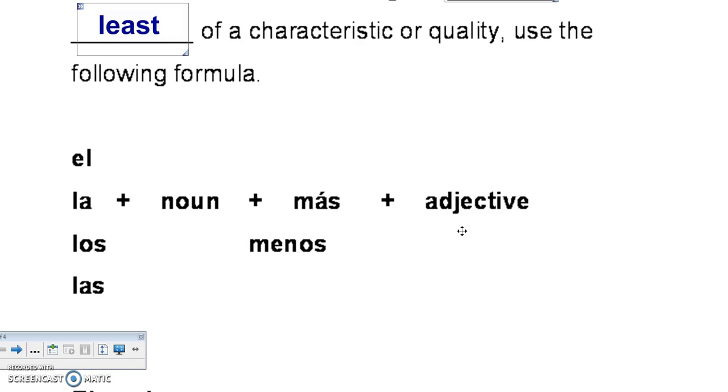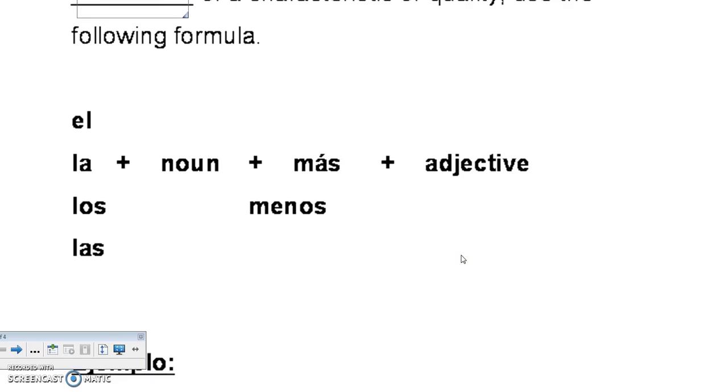So you may find that sometimes you have to rearrange your sentence to make it make sense. For example, if you want to say someone is the tallest, there's no such thing as the -est ending in Spanish. So instead, you're going to say the person most tall. I know it sounds funny in English, but sometimes you're going to have to rearrange your sentence in order for it to work.